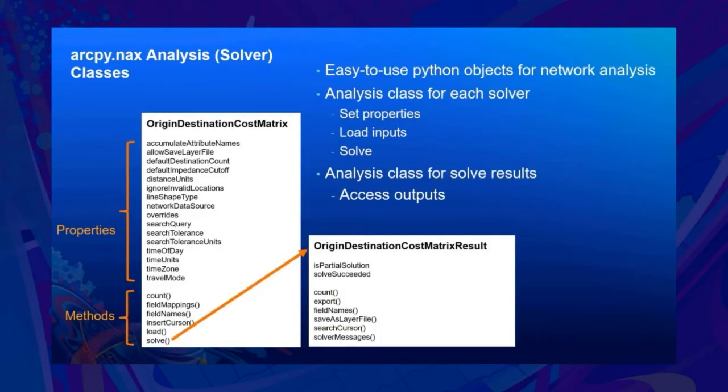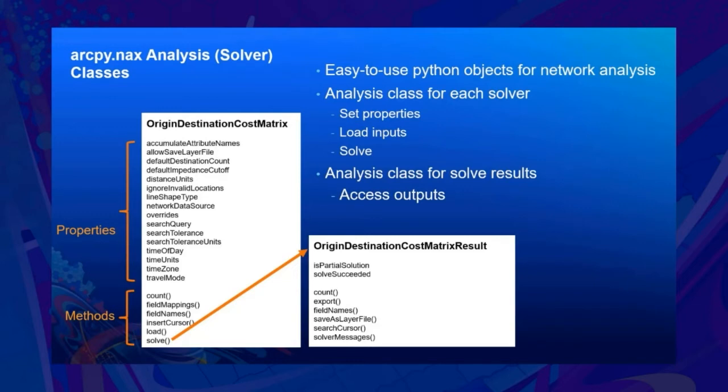This graphic shows how to perform an origin destination cost matrix analysis using objects from the ArcPy.NAX module. You initialize the origin destination cost matrix solver object. On the object instance, you set one or more analysis properties. Then using the load method, you set up the analysis inputs. Then you call the solve method to run the analysis, which gives you a result object. You can use the export method on the result object to work with the results.